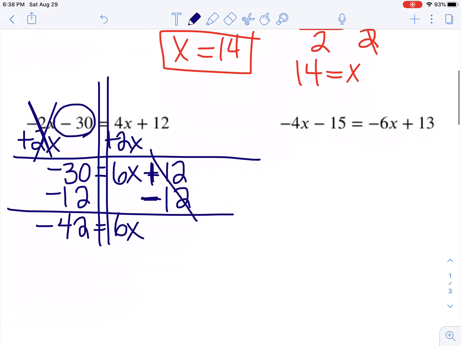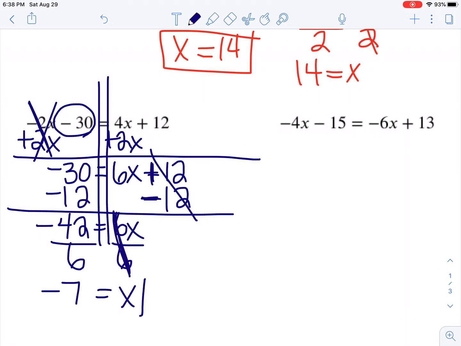And then we're going to divide both sides by the coefficient of x. So the coefficient of x is 6, so I'm going to divide both sides by 6. And x equals negative 7.